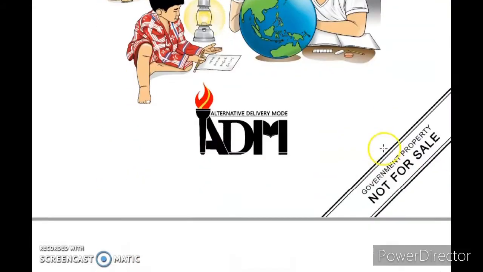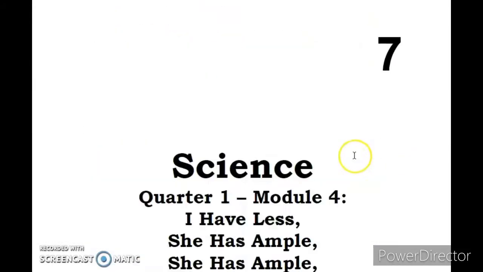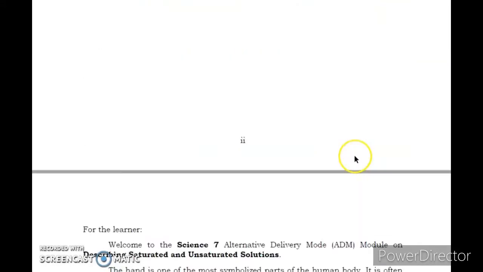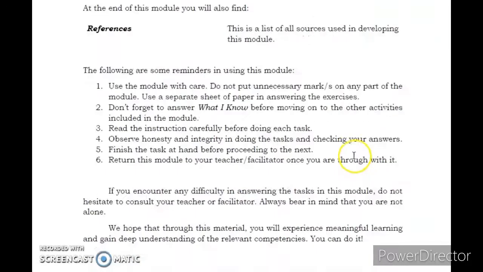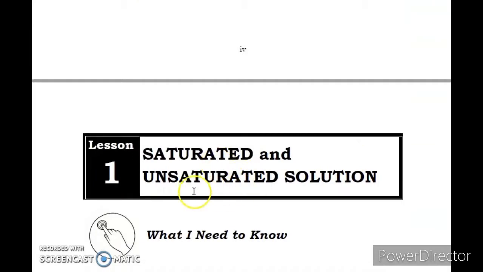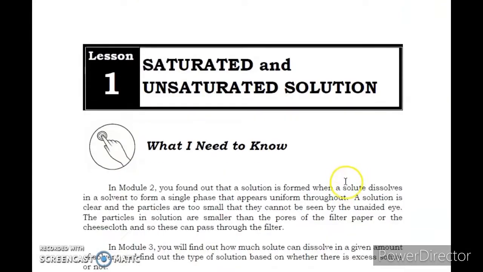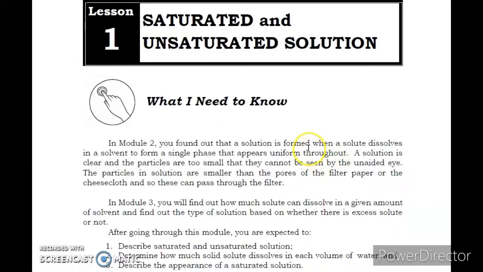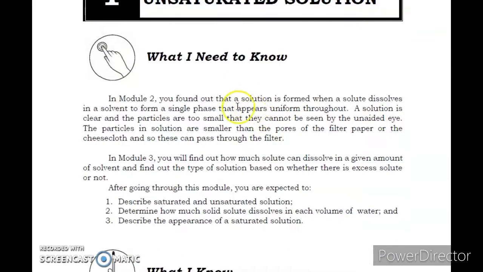Okay, so let us proceed with lesson number 1, which is entitled Saturated and Unsaturated Solution. So let's have the "What I Need to Know" part. Let's have a short introduction about what a solution is. A solution is formed when a solute dissolves in a solvent to form a single phase that appears uniform throughout. So a solution has two components.